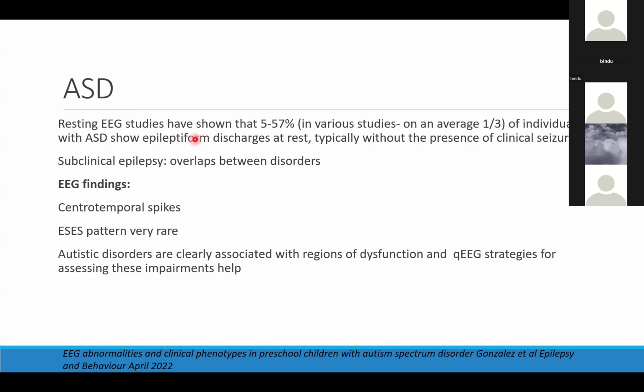In autism spectrum disorders, various resting EEG studies have shown that 5 to 57% of individuals with autism spectrum disorder show epileptiform discharges at rest, typically without clinical seizures. The studies vary from 5 to 57%, but on average, one third of people with autism spectrum disorders may have epileptiform abnormalities without the presence of clinical seizures. Subclinical epilepsy overlaps between the disorders, and EEG findings include centrotemporal spikes and the ESES pattern, which is very rare.